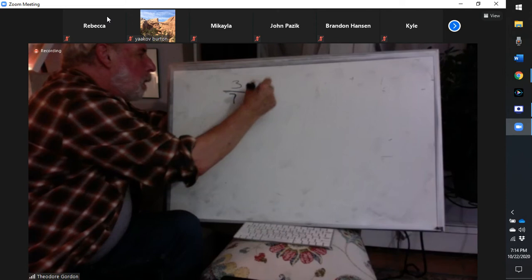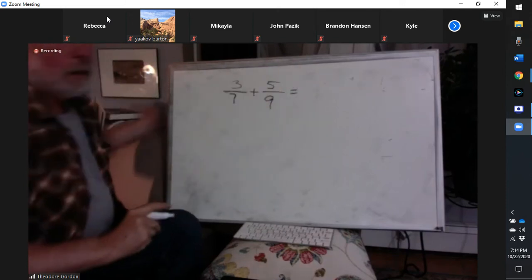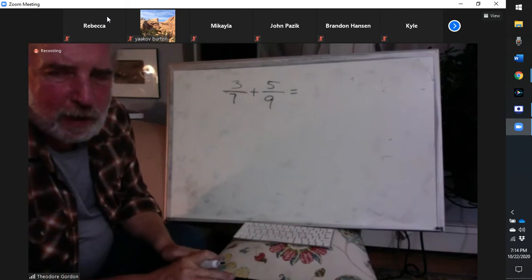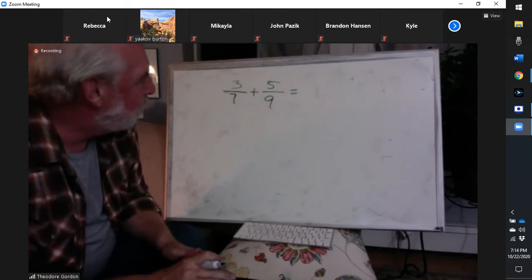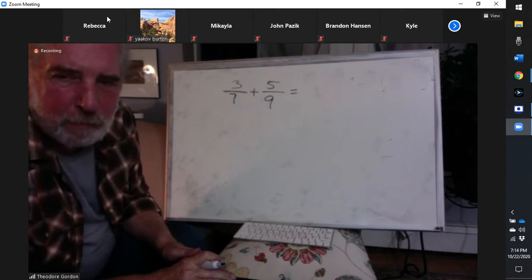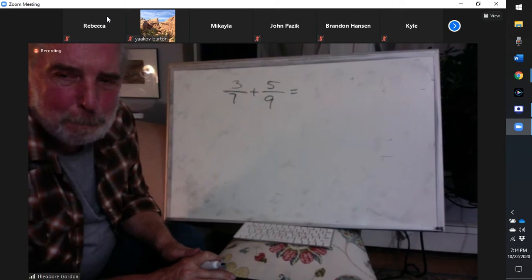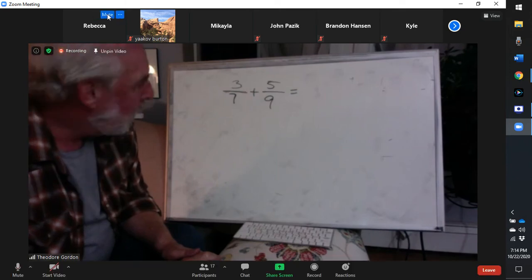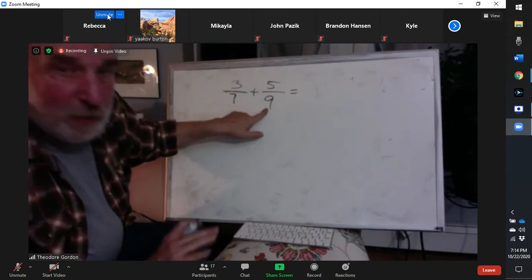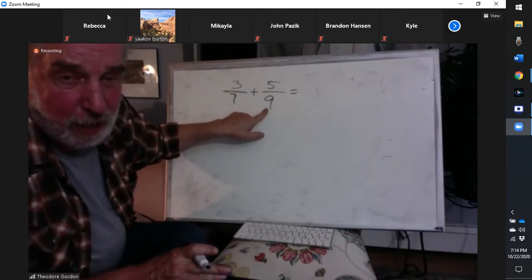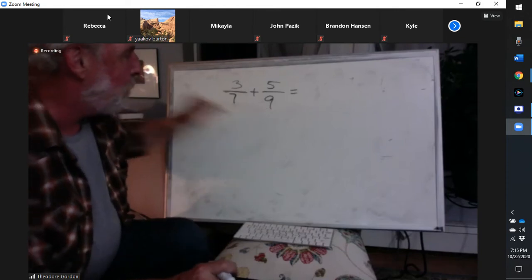All right, so 3/7 plus 5/9. How do we add those fractions together? Ooh, we're doing like 5th grade math here. So what do we do to do that? Common denominator. Yep, we need a common denominator. 7 and 9 have nothing in common with each other. So the lowest common denominator, the laziest one, is just 7 times 9.